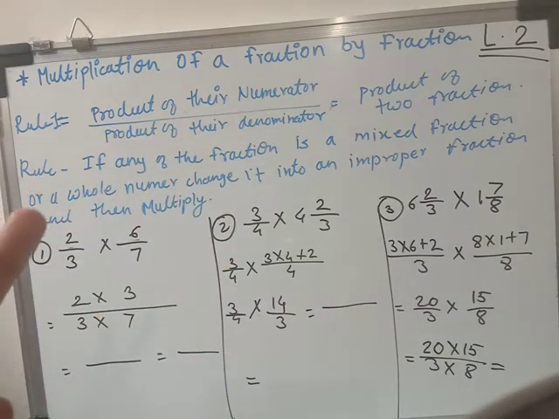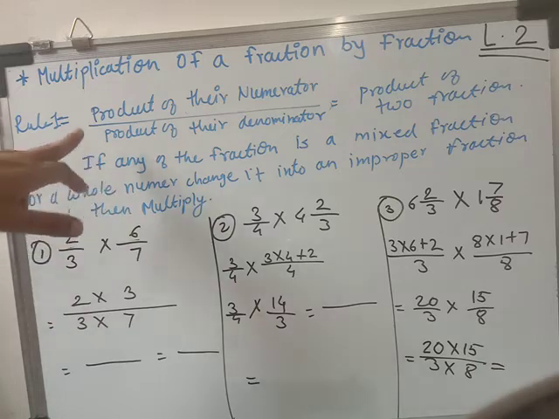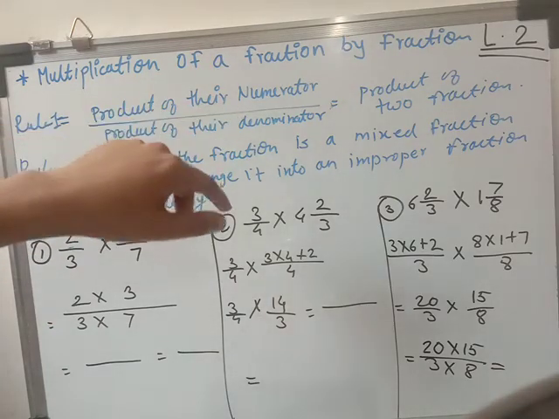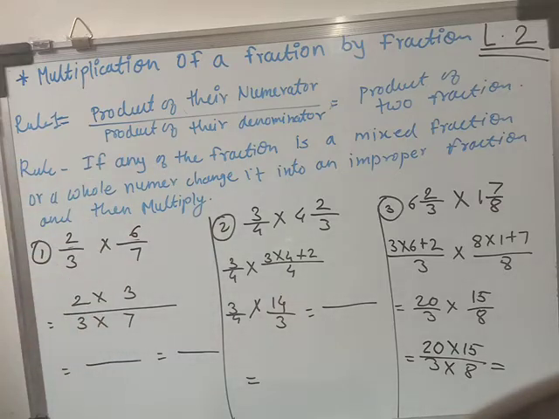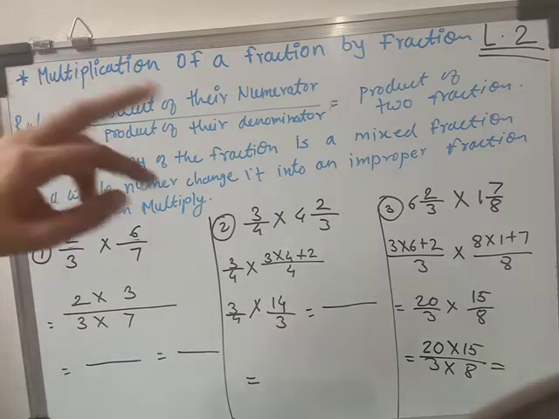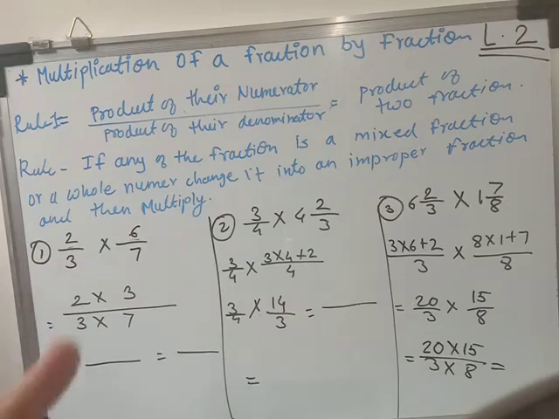So you are going to multiply two fractions. You have to multiply the numerators of the given fractions, and then upon that you have to multiply the denominators of the given fractions, and then you will get the product of the two fractions.